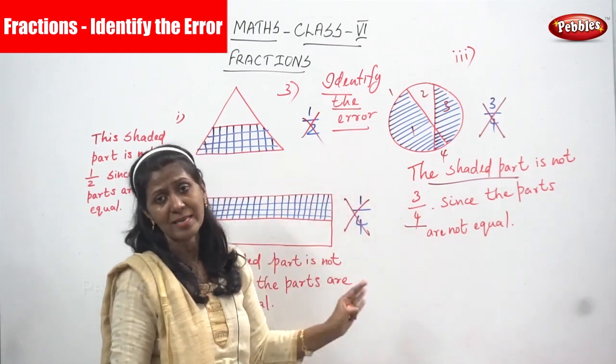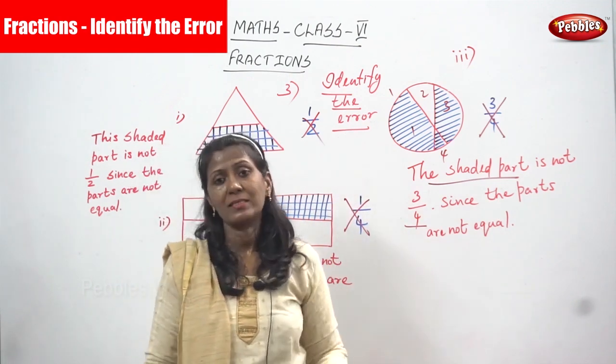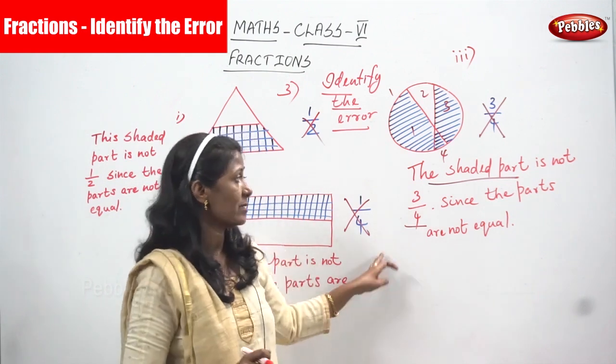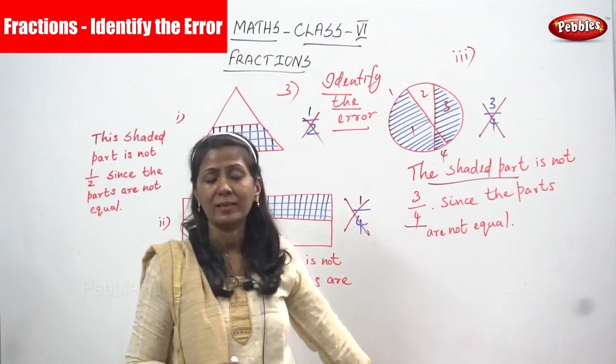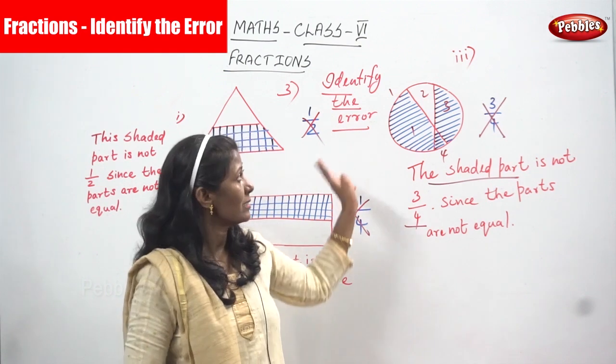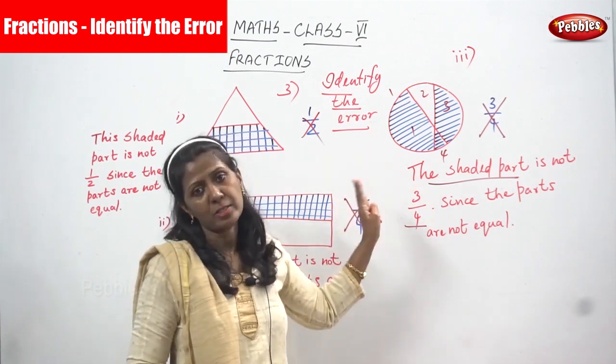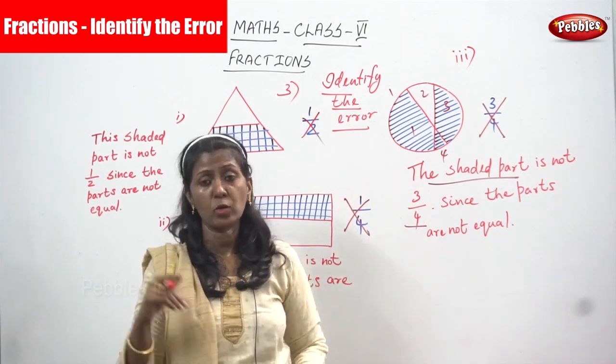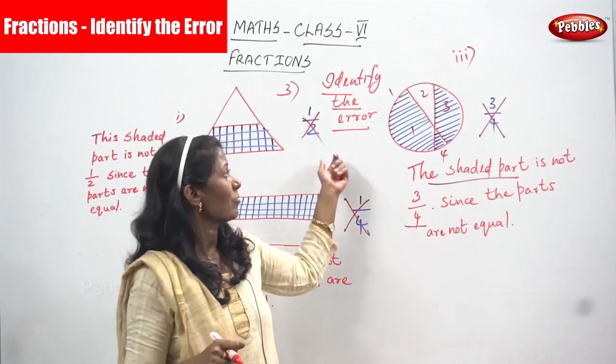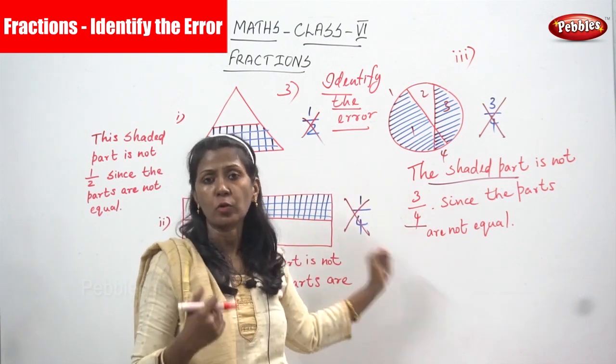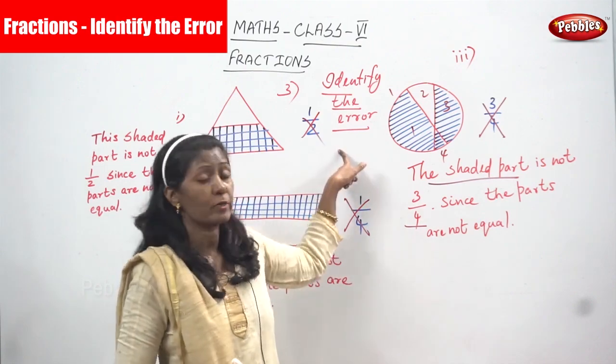Error means what is the error in this diagram. The exact error is that the parts are not equal in this diagram. Whatever diagram I have drawn, these parts are not equal. That is why the fractions I have written are entirely wrong. This is the exact error for this question.